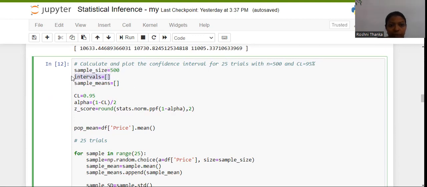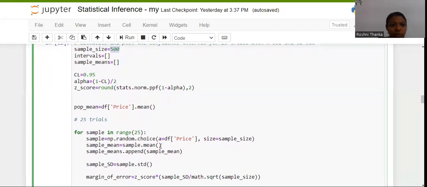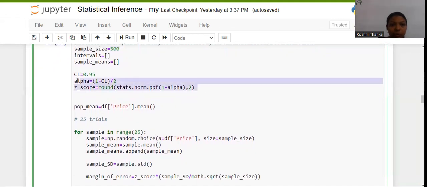For that, I'm creating two lists to store the intervals, because I'll get 25 intervals, and also I'll get 25 means, because 25 times I'm going to run it with a sample size of 500. Every time I'll randomly choose some 500 values. So the next thing is we want to find the confidence level. The confidence level is 95%, we want to find the z-score using the formula, and then we are finding the mean value of the population.